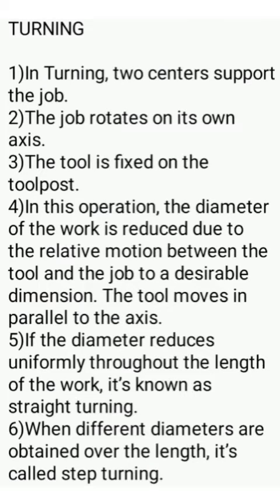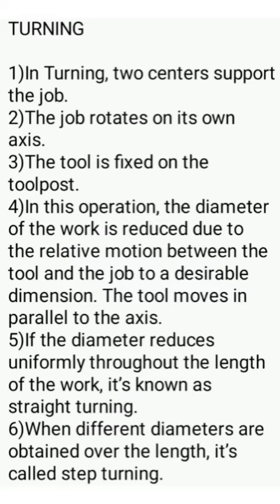Turning. In turning, number 1, two centers support the job. Number 2, the job rotates on its own axis. Number 3, the tool is fixed on the tool post. Number 4, in this operation, the diameter of the work is reduced due to the relative motion between the tool and the job to a desirable dimension. The tool moves parallel to the axis.